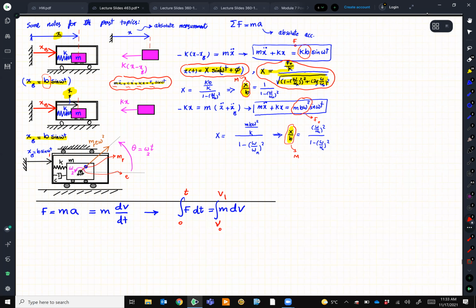So I have a mass m. I apply a load for a certain period of time, for 1 second, 2 seconds, 10 seconds, from 0 to t. Maybe this mass initially had a speed, or maybe it was just stationary. So the first term, let's write it again: F multiplied by time is equal to m delta v. This one is called impulse.